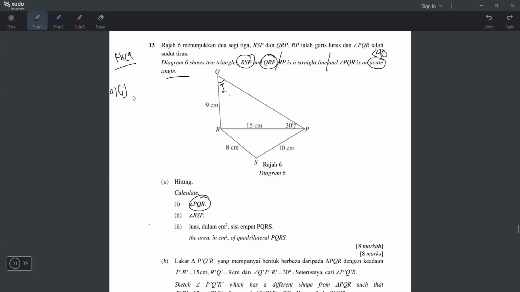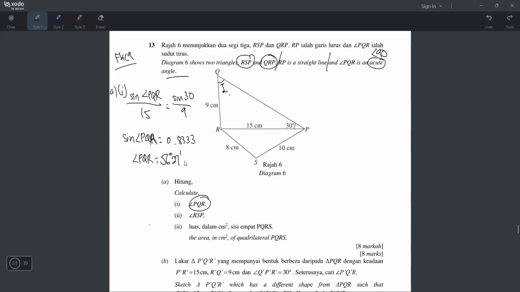So let's use sine rule. And since you are finding an angle, it means sine goes on top. So sine PQR over the opposite, 15 cm, equals the complete pair, sine 30 over 9. And if you press this on the calculator, you will get, sine 30 divided by 9 times 15, 0.8333. And then shift sine of the answer, you will get 56 degrees 27 minutes. If you want to write in decimal, that is also fine, but I usually write in degrees and minutes.